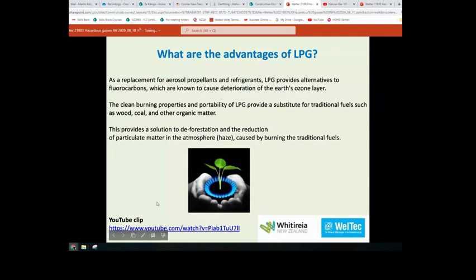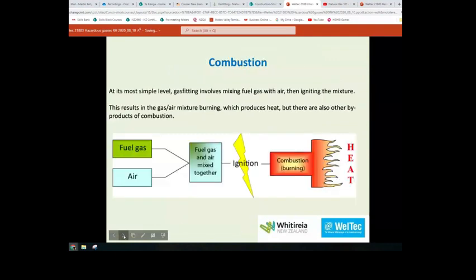We might skip through a little bit here, just because I want to get to the more general gas hazards parts of it.